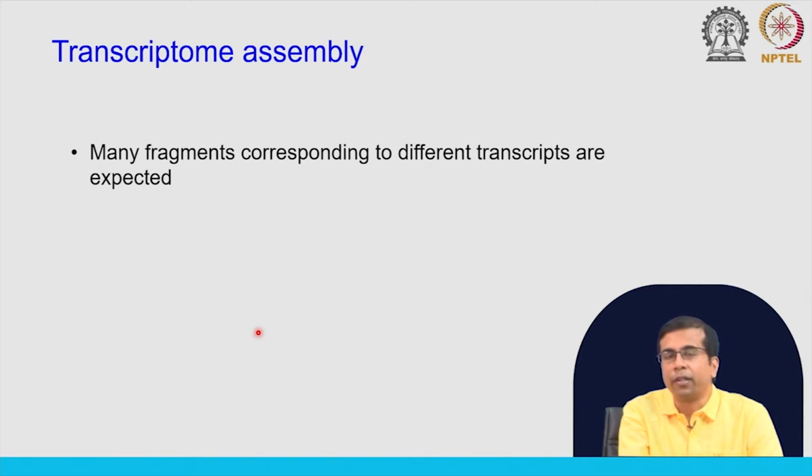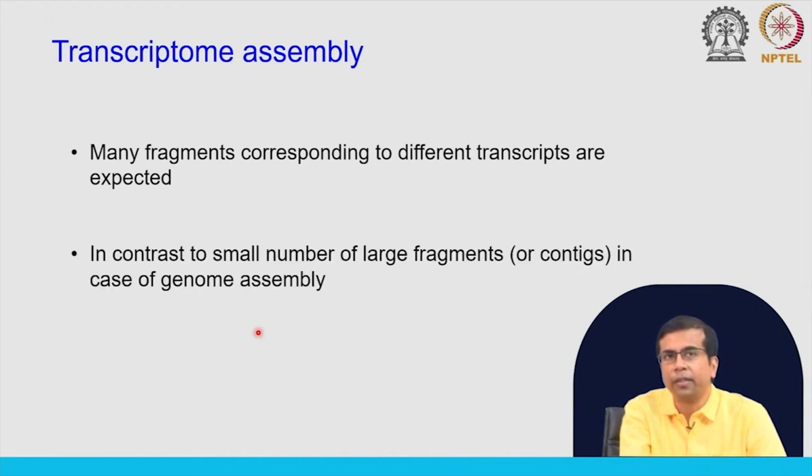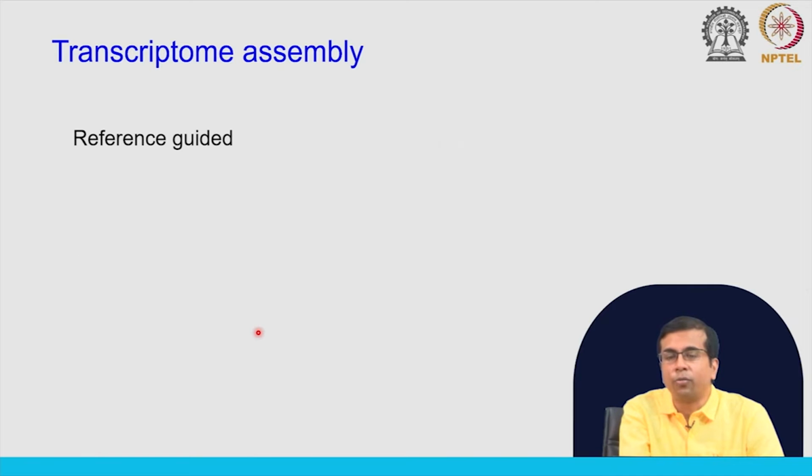So, in genome assembly, ideally you expect multiple chromosomes assembled. If you have let us say 16 chromosomes, you expect 16 fragments assembled. Whereas in transcriptome assembly, you will expect maybe 10,000 fragments, again depending on the number of genes present in that organism. Okay. So, this is a major difference between transcriptome assembly and genome assembly. This is in contrast to a small number of large fragments, or what we call contigs, in genome assembly.